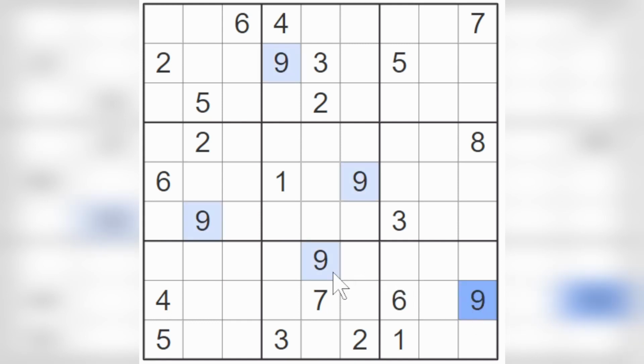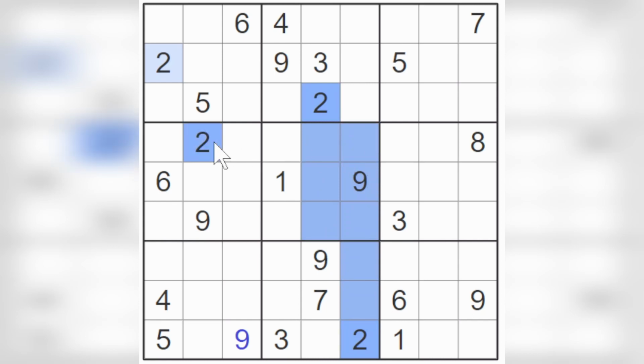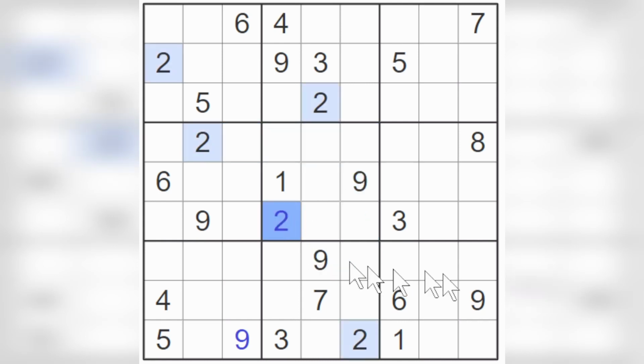Let's get started with a couple of nines blocking over here and this 9 blocking down, so this is a 9. A couple of nines will go here. A 2 must go here because we have blocked these squares with 2s, so this is a 2. Five up here somewhere, and 6 and 7 here.